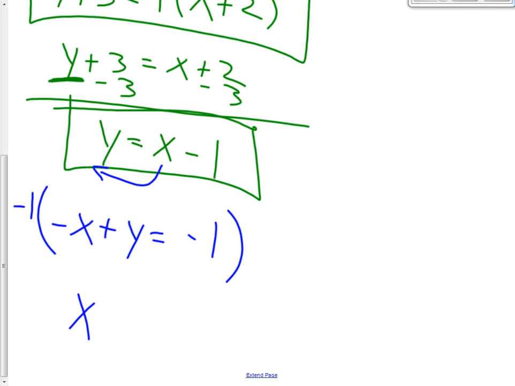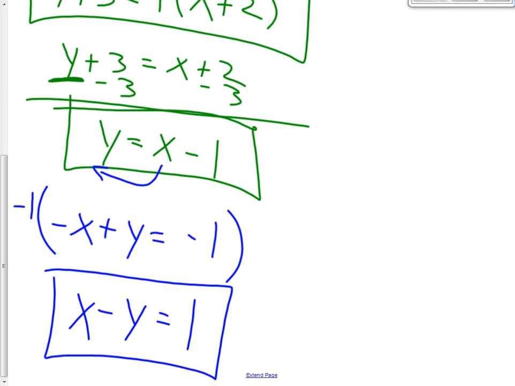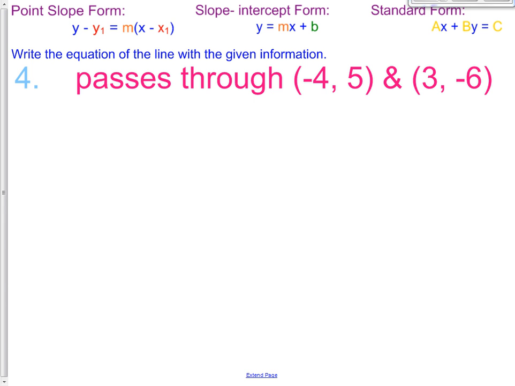So now it's a positive x and a minus y equals a positive 1, because I multiplied everything by a negative 1. And there's my answer for problem number 3: x minus y equals 1. You guys try number 4 on your own. Once again, you're given 2 points, you're not given the slope. Pause the video, try this one on your own.